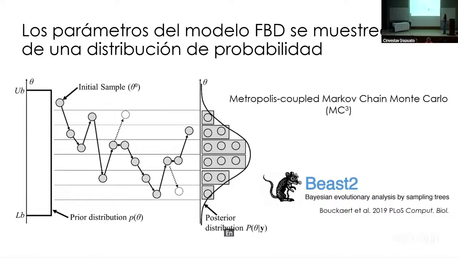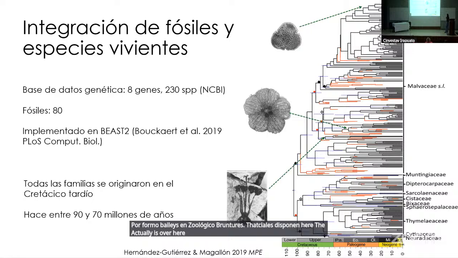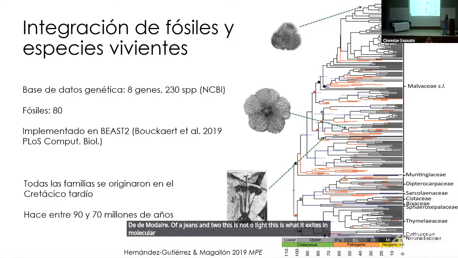The result is this phylogenetic tree. As you can see, these red lines are branches that represent fossils. For example, we have this bone here that is placed over here. The fossils that I presented earlier are sampled here, okay? The molecular database consisted of 8 genes and 230 species. This is not a lot, but this is what exists in molecular databases such as NCBI. The 8 fossils are right here.